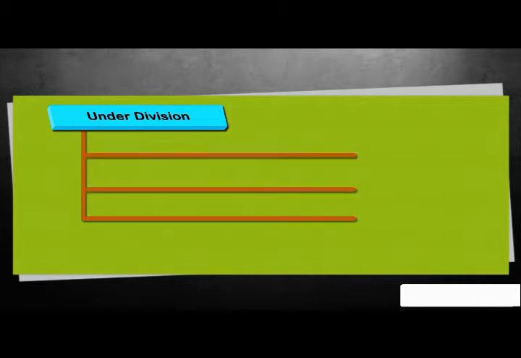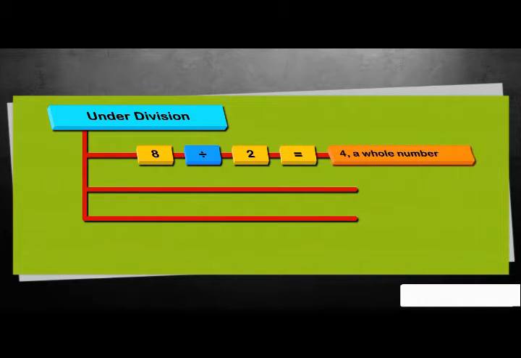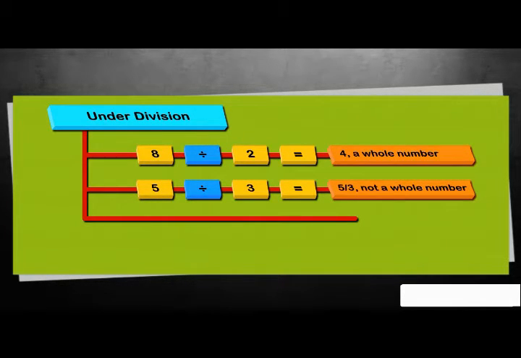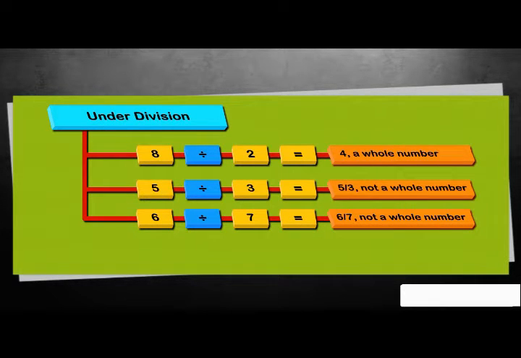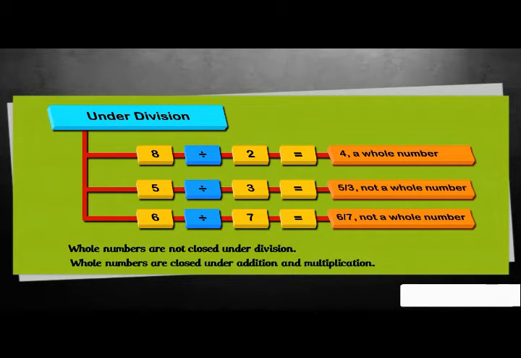Let us see under division. Look at this table. Here, 8 divided by 2 is 4, a whole number. Whereas 5 divided by 3, 5 upon 3 is not a whole number. Similarly, 6 divided by 7, 6 upon 7 is not a whole number. Hence, whole numbers are not closed under division. We can derive from this observation that whole numbers are closed under addition and multiplication.